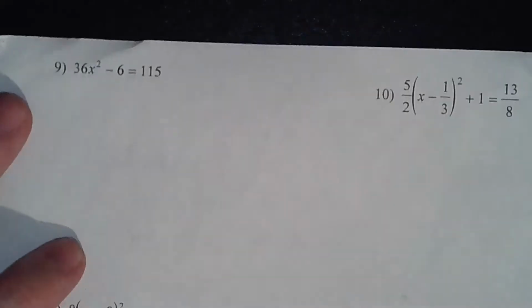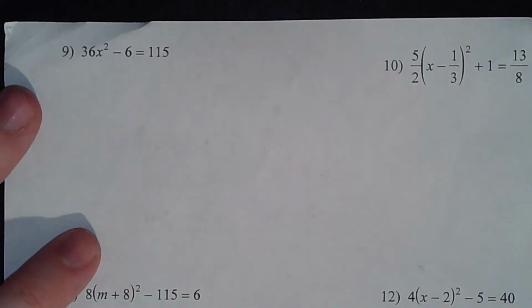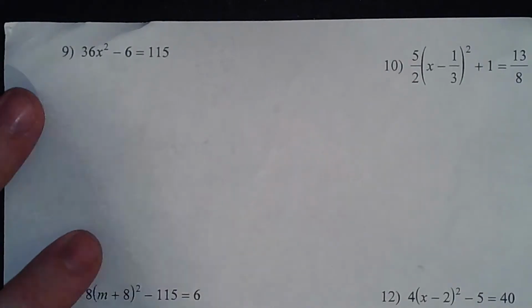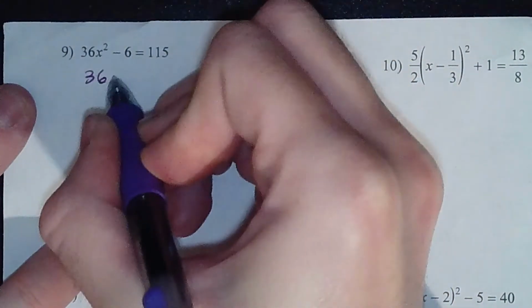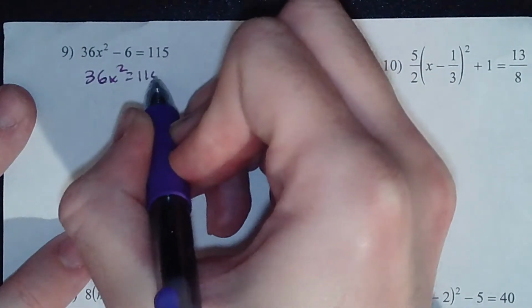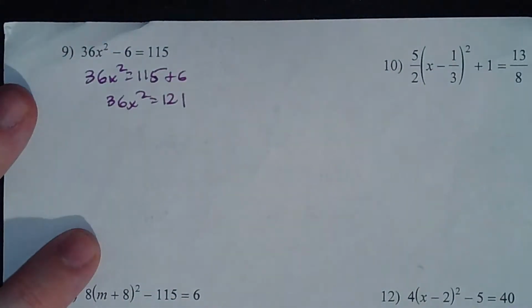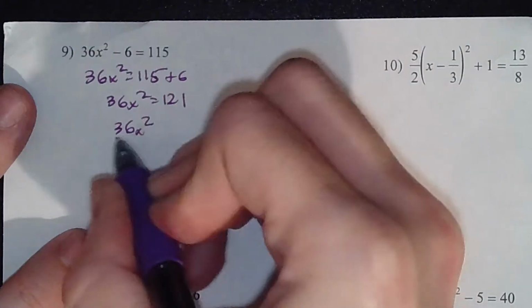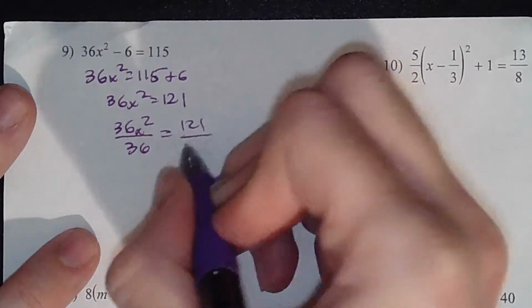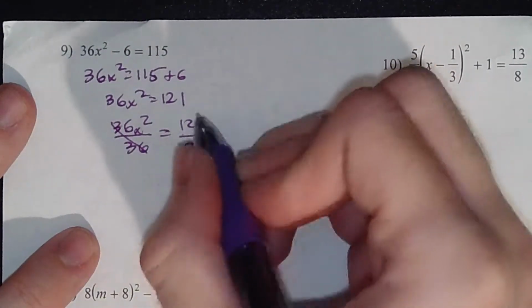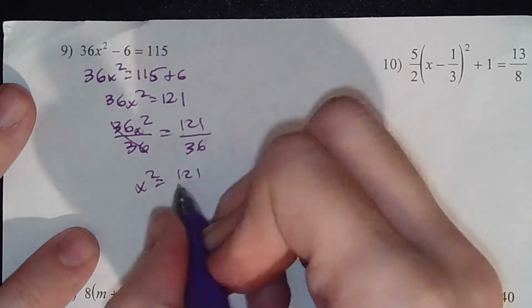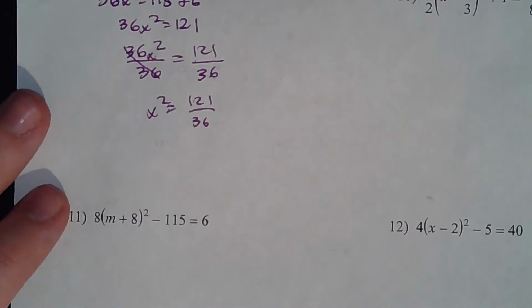Alright, number 9. So this one's a little bit deceptive, and the reason why is because I don't have that extra squared thing, and some people get confused looking at that. Don't. Just go ahead and make sure we add 6 to both sides first. So 36x squared equals 115 plus 6, which is 36x squared equals 121. Better divide both sides by 36. 36 is canceled. Nothing cancels over here. You can't do anything to it. But we have to do the square root of both sides of the equation.